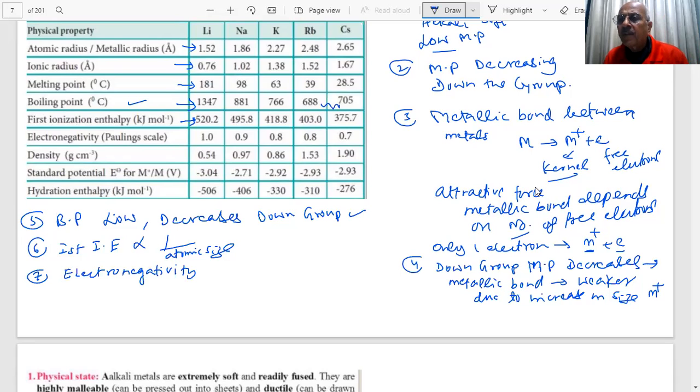Are they electronegative elements? Tell me yes or no. Answer me. Do they want to attract electrons or lose electrons?